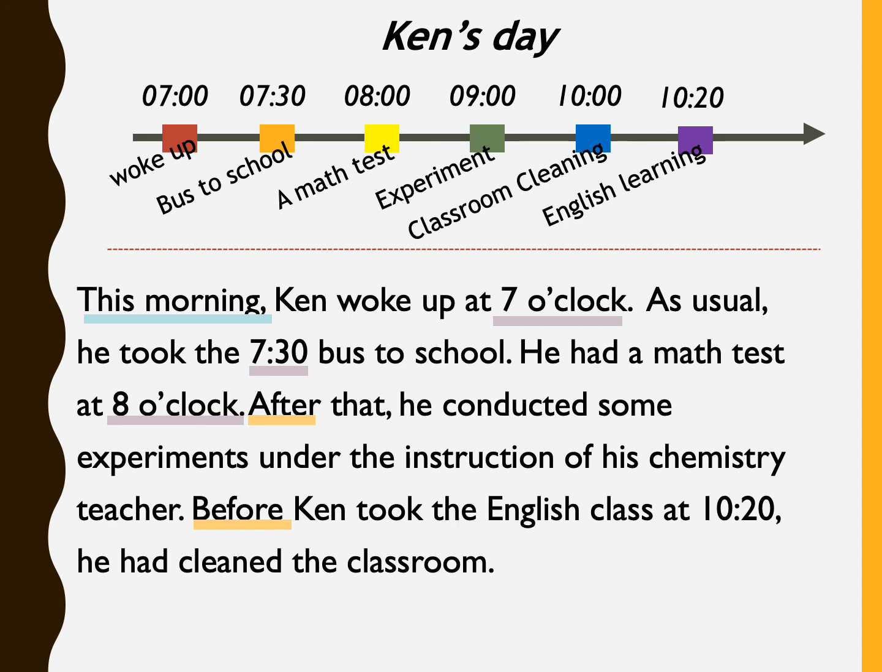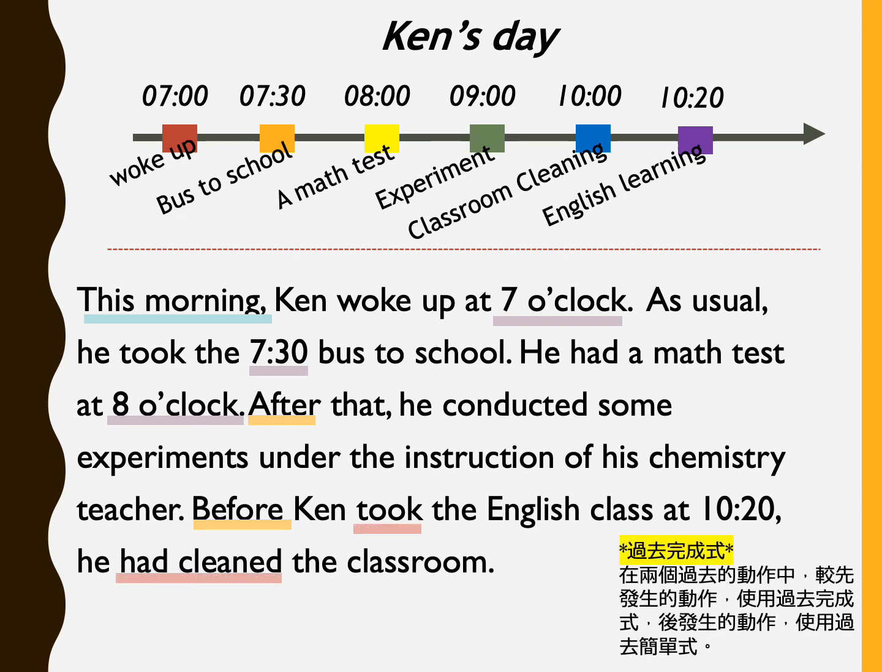In this passage, we also see how to use verb tense to indicate time. The last sentence of the passage says, before Ken took the English class at 10:20, he had cleaned the classroom and then had the English class. When both events happened in the past, we use past participle to indicate the action that was done before the other action.